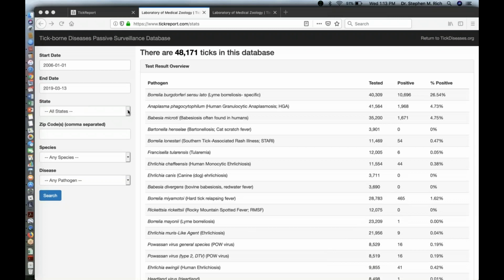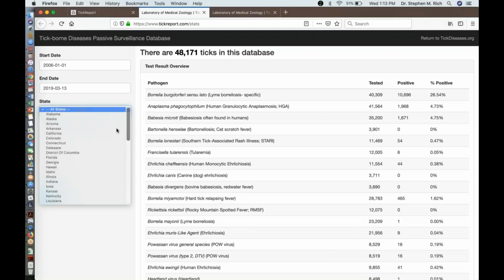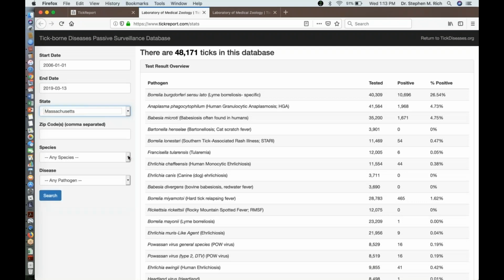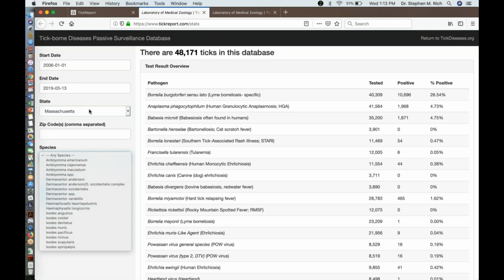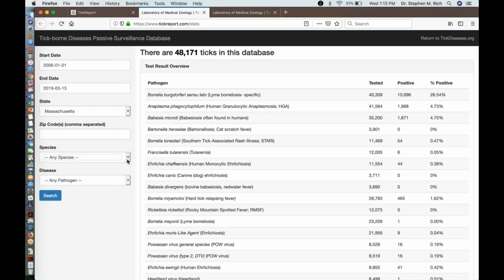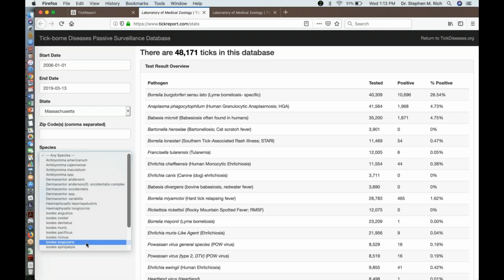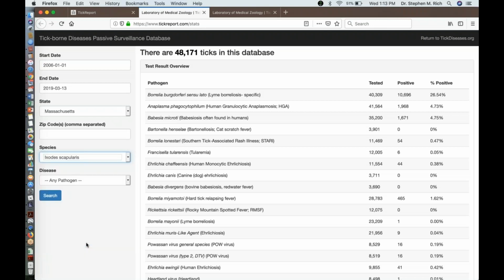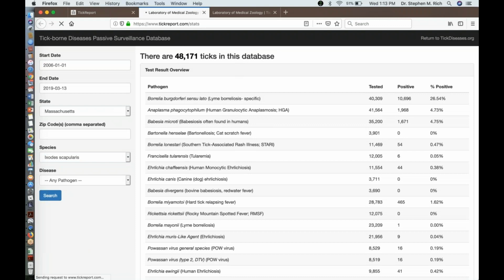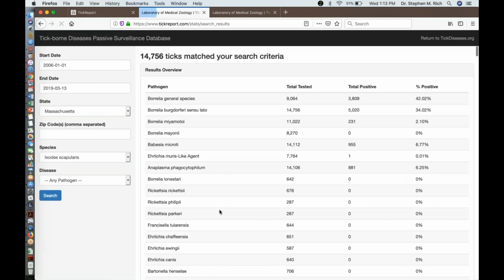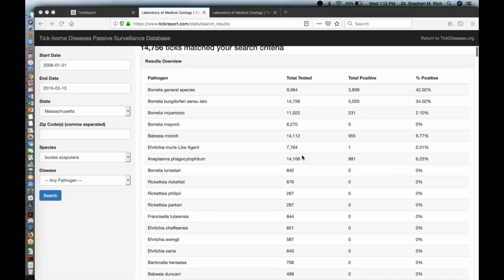Most of our ticks still come from Massachusetts, although we have ticks from all 50 states. If you were to restrict this to just Massachusetts, and for purposes of our conversation today, just deer ticks, and then search again, that would give you the numbers for the pathogens that we talked about today, as well as some additional ones.